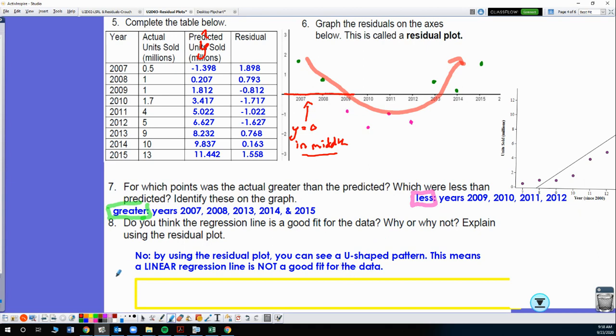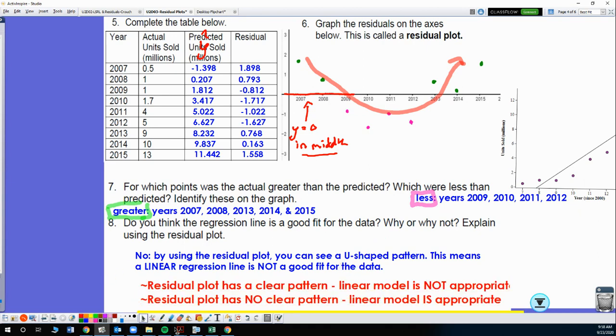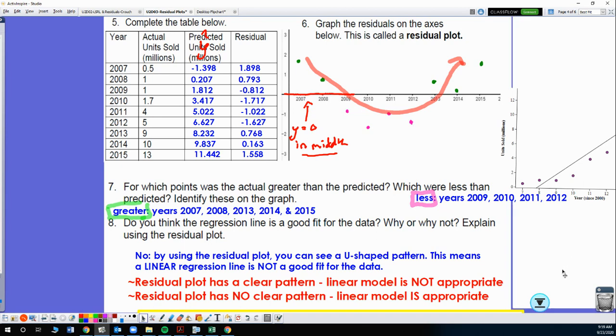for the data. So our takeaway, I want you to write these two takeaways down, is that if the residual plot has a clear pattern, like what we have right here, this U shape, then the linear model is not appropriate. The linear model is not appropriate. But if there is no clear pattern, and it's just kind of a bit random, then it's important that we understand that yes, the linear model is appropriate, okay? So really you're looking for a pattern in your residual plot. If you have a clear pattern, then don't go with the linear model. If there is no clear pattern, go with the linear model.